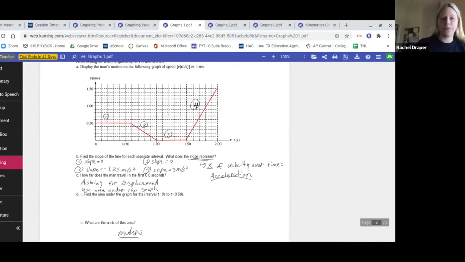I have a question. Go for it. So if I were trying to find just distance, I wouldn't calculate the area under the graph, right? Well, in this case, distance and displacement we can use interchangeably because the person is always moving forward. They have a positive velocity. So distance and displacement are the same answer. So you still look at the area under the graph.